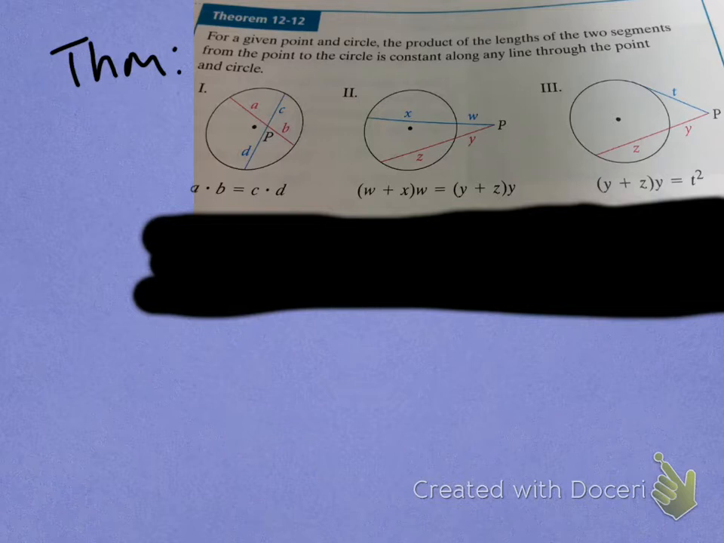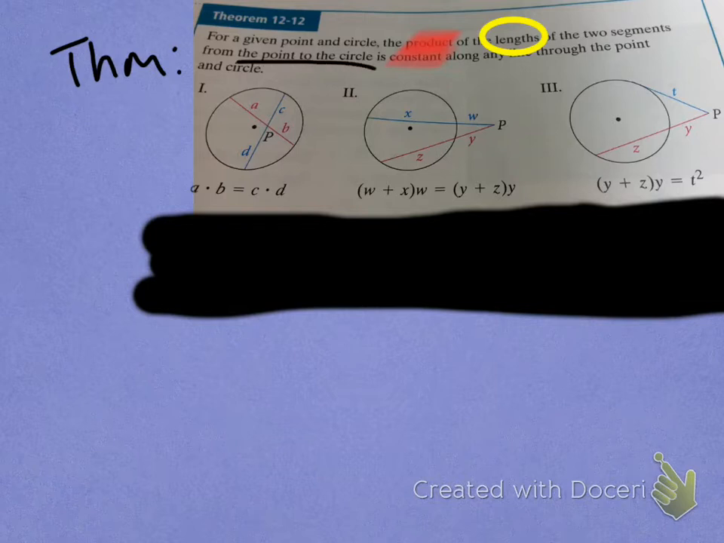So, key words here that we want to bring up. First of all, we have a product, right? The product here is constant. So we're multiplying something. What are we multiplying? We're multiplying the lengths of the two segments from the point to the circle.